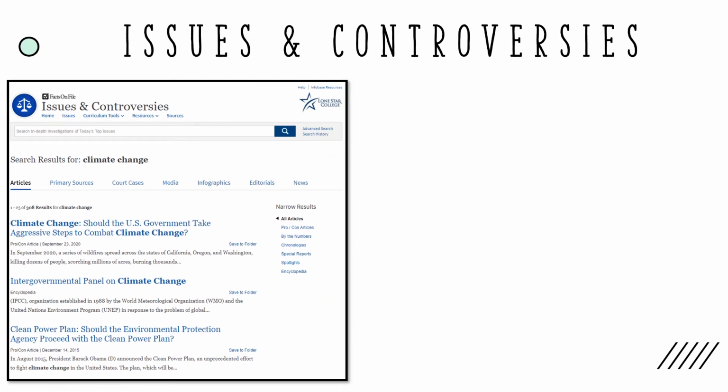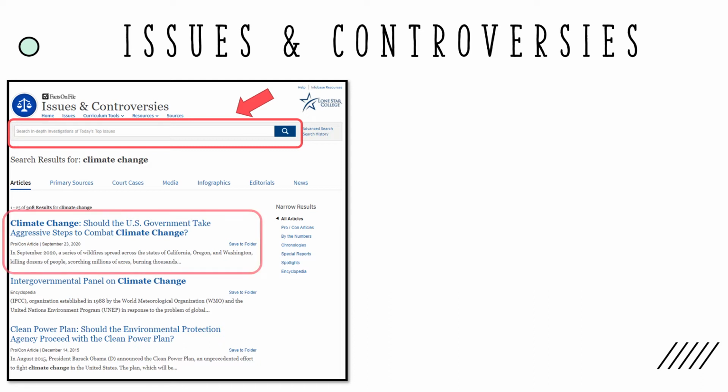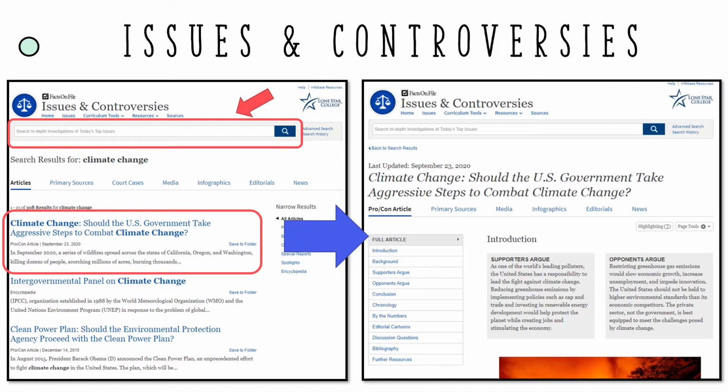Another great source to help you learn about your topic is the research database called Issues and Controversies, which may be available to you through your school's library. Doing a search for the keywords climate change on this database leads you to a list of results that discuss various arguments on the topic. For example, the first page on the list of results posts the question, should the U.S. government take aggressive steps to combat climate change? You can click on the title to read more about this argument.